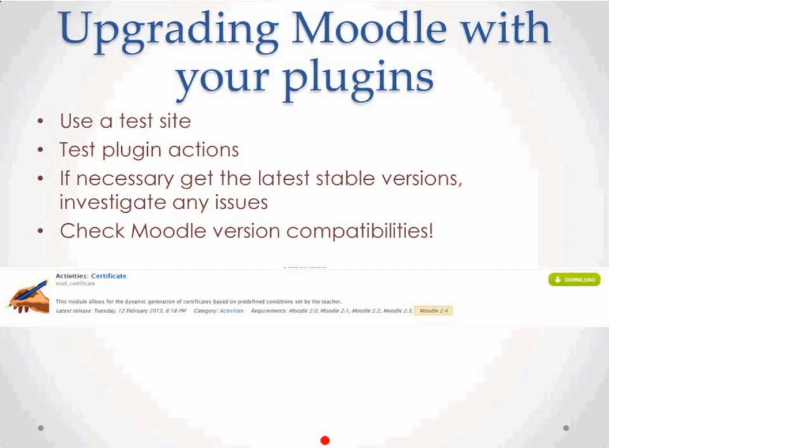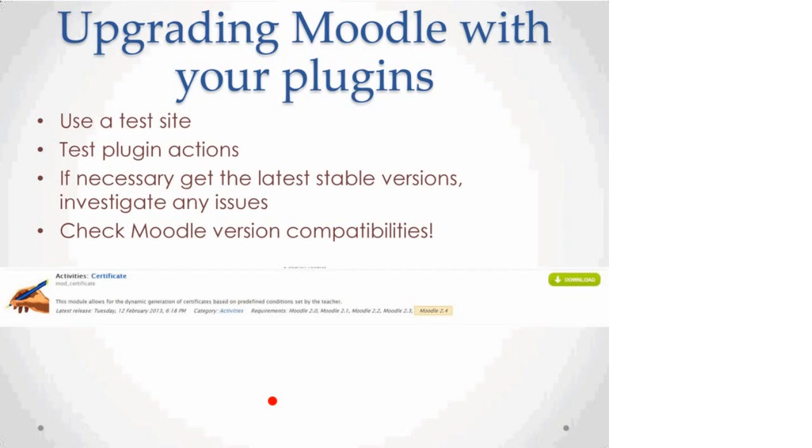So if you go back to your Moodle plugin directory online, you should be able to see what versions of Moodle your plugin will work with. But I do still recommend viewing on the test site before putting it into production. Sorry, once again, it's pretty hard to see, but it says requirements, Moodle 2.0, 2.1, all the way up to 2.4. So that's for the certificate, so it works with those versions of Moodle.